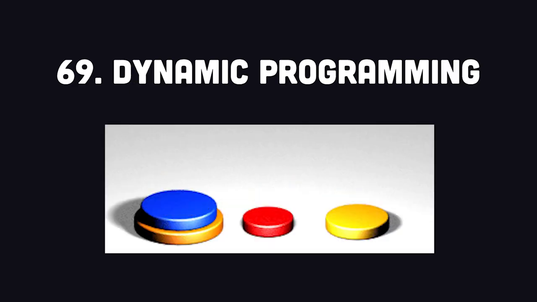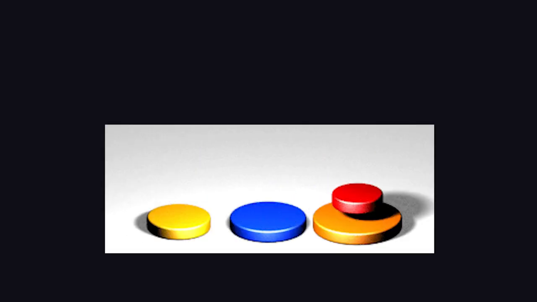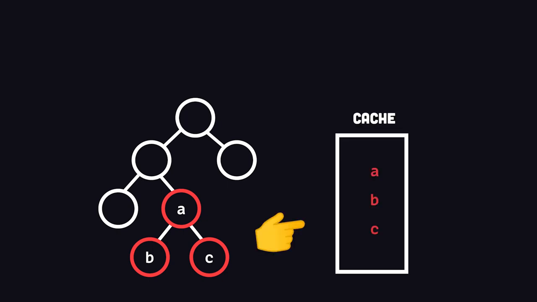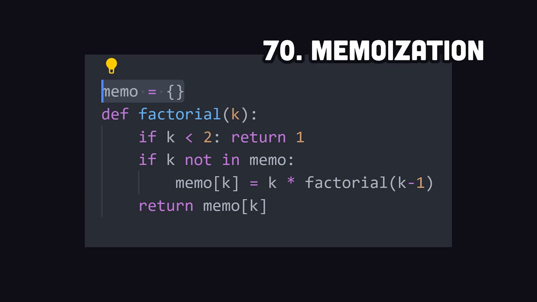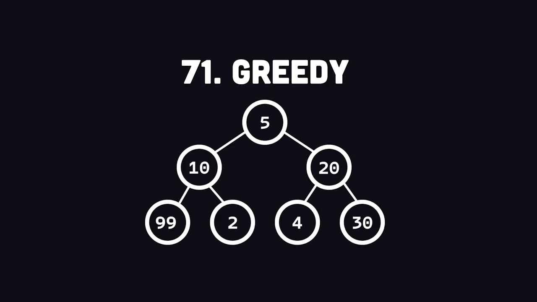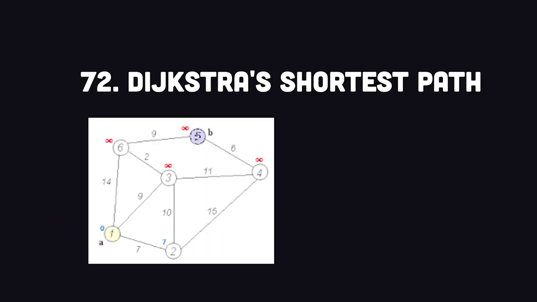Another option is dynamic programming algorithms, where a problem is broken down into multiple smaller subproblems, and the result of each computation is stored for later use, using a technique called memoization. That means if a function has already been called, it will use the existing value instead of recomputing it again from scratch. Then we have greedy algorithms that will make the choice that is most beneficial in the short term, without considering the problem as a whole. One example of this is Dijkstra's shortest path algorithm.